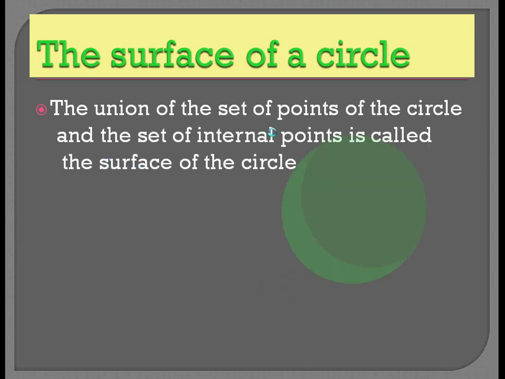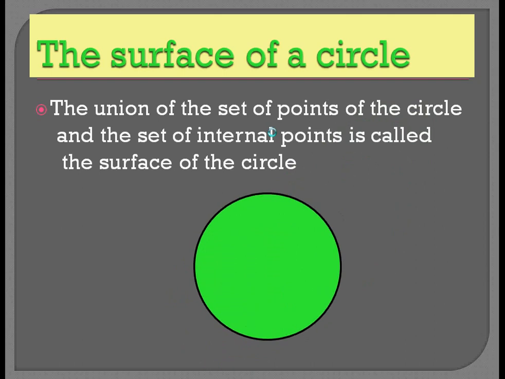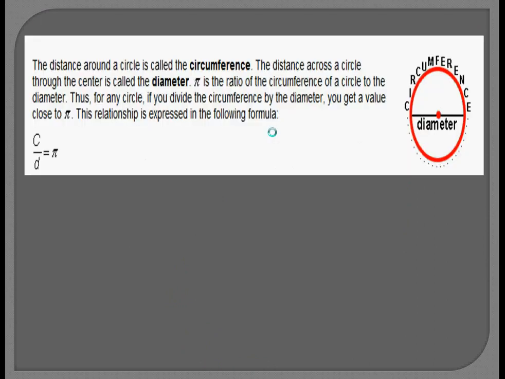If I have a green surface like this and surrounded by a black line like this, we can say that the union between the black line and the green surface is representing the surface of the circle. After that, we have the circumference of the circle, and we said in the first lesson that the circumference of the circle has two rules.